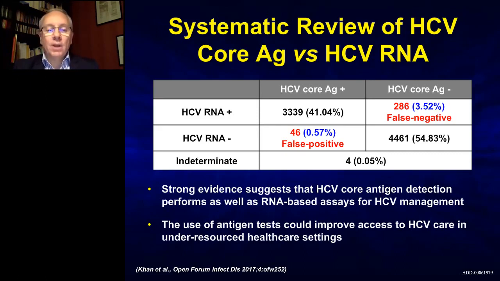So overall, the conclusions of this systematic review are that there is currently evidence that suggests that HCV core antigen detection performs as well as RNA-based assays for HCV management, and that the use of antigen tests could improve access to HCV care in under-resourced healthcare settings, which now remains to be validated.